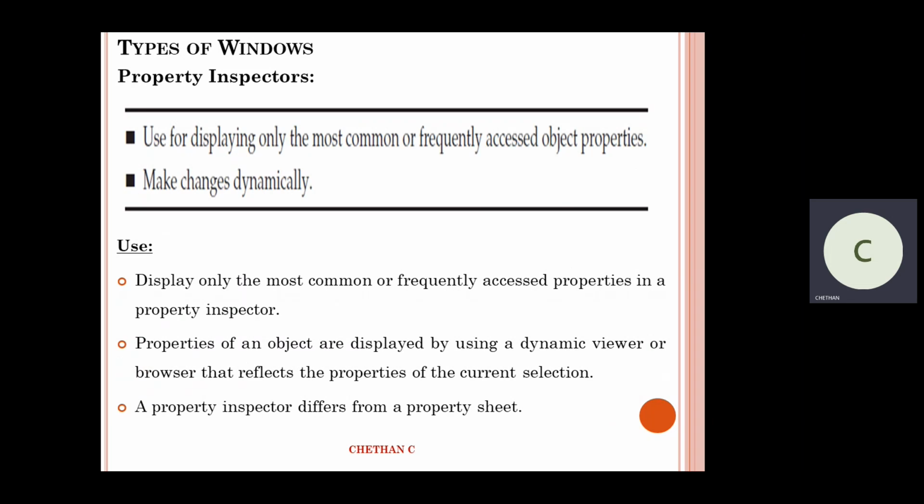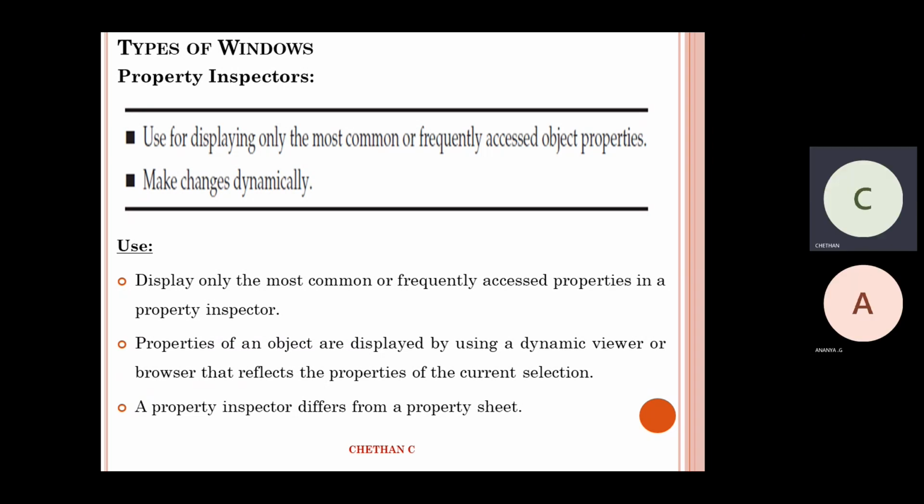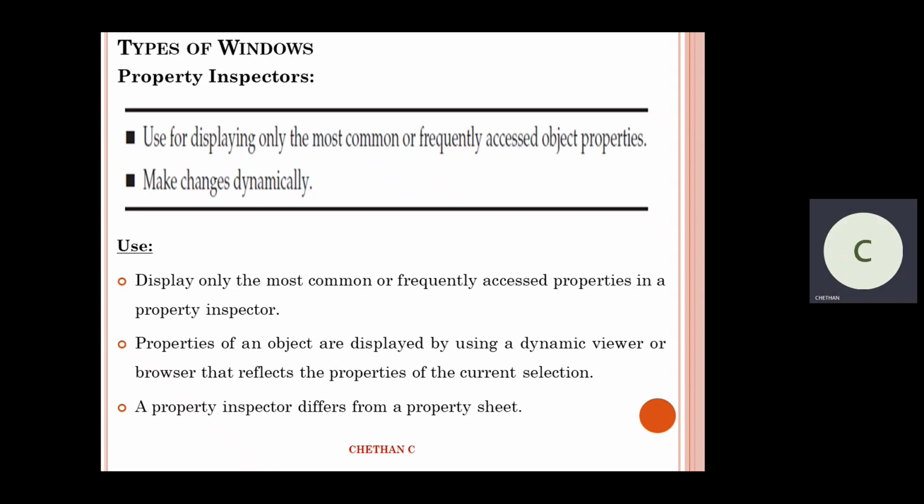The next thing being property inspectors. So what is their use? They are used for displaying only the most common or frequently accessed object properties, and changes can be made dynamically. So where do you use it? You use it to figure out the most common frequently accessed properties in a property inspector. They are displayed using the dynamic viewer or browser that reflects the properties of the current selection.